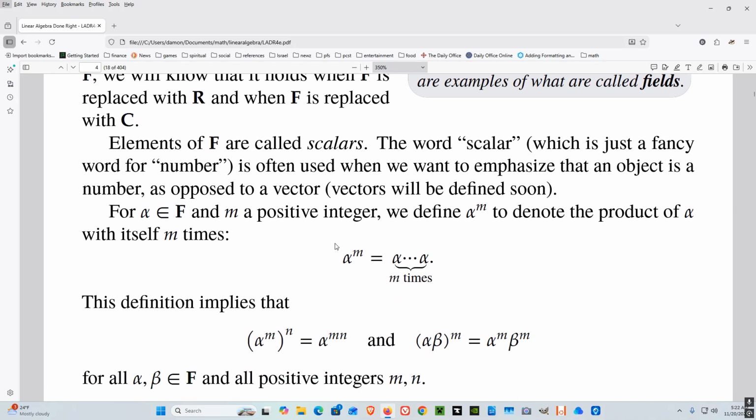The elements of F are called scalars. The word scalar, which is just a fancy word for number, is often used when we want to emphasize that an object is a number, as opposed to a vector. Vectors will be defined soon.